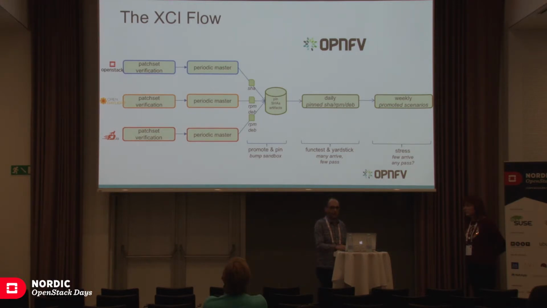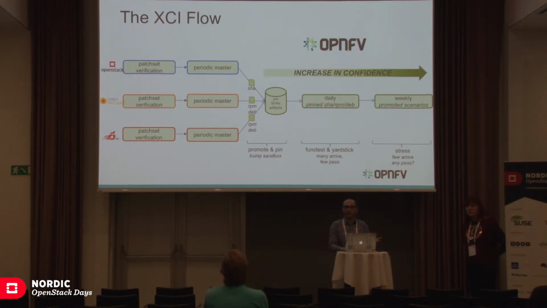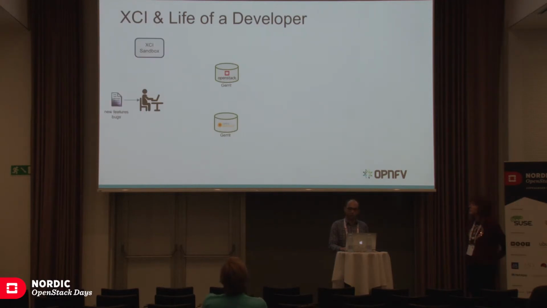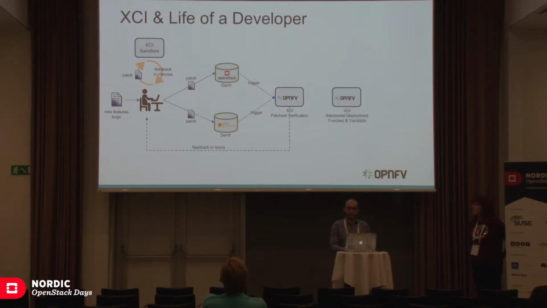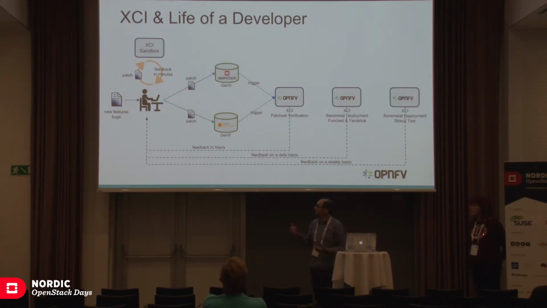And further CI loops we have in XCI, which are daily and weekly, run more extensive testing. This essentially increases our confidence in the integrated platform. And if we put a developer here, this developer works with two communities, and basically we try to provide feedback using these combined features. Once the features get merged, we run daily tests and weekly tests, basically cutting the feedback time from a year to, in the worst case, a week, and making things even faster.